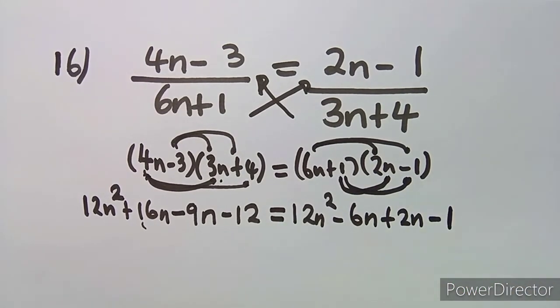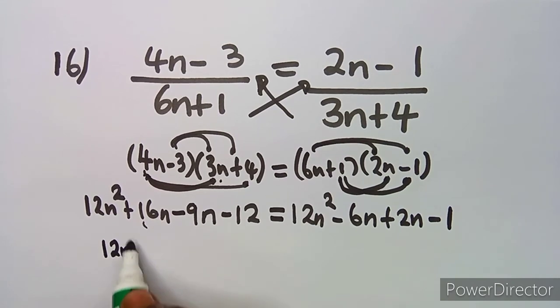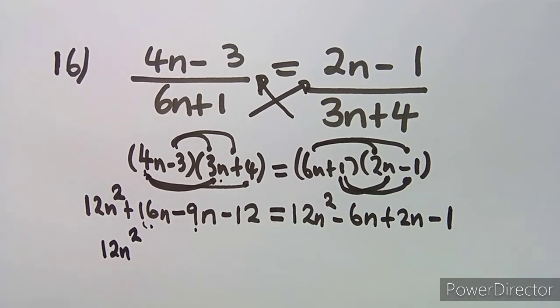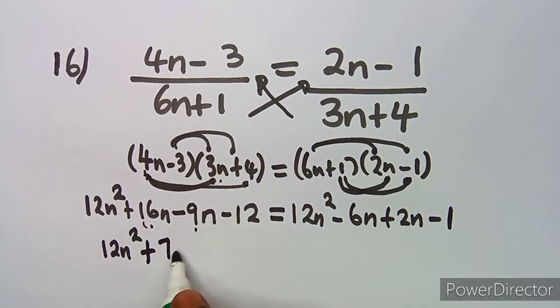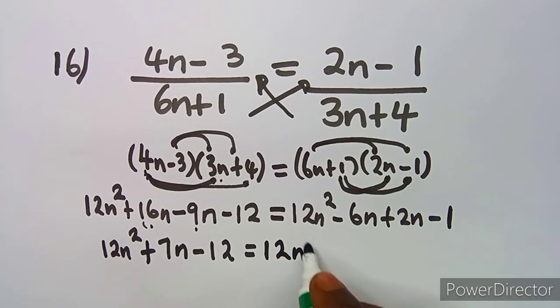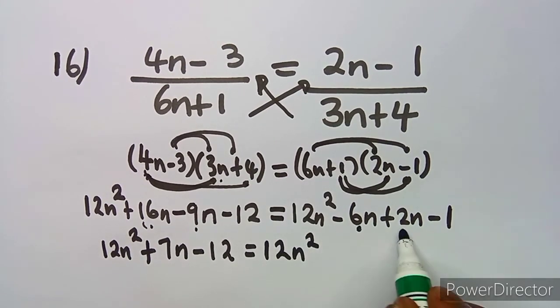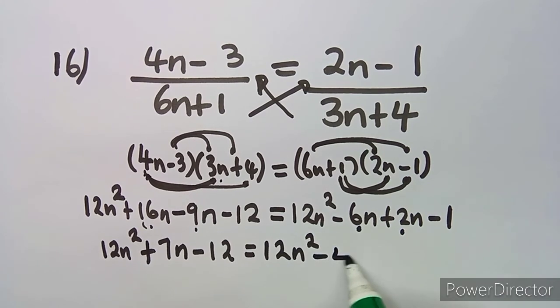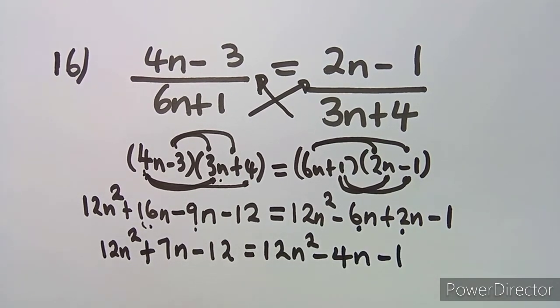Okay, so that is the condition that you're having, guys. So you can actually simplify this side first. We're going to have 12n squared, 16 minus 9, which gives us a 7 there. So we obtain 7n minus 12, which is equal to, we can also collect like terms here. As you can see, we've got 12n squared, minus 6 plus 2, which is minus 4n, minus 1.